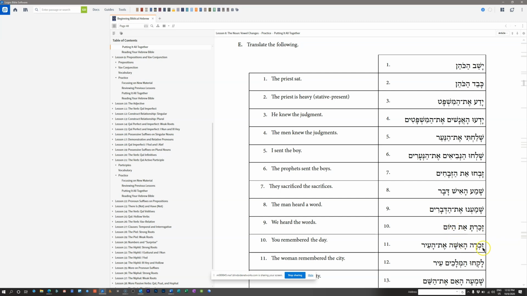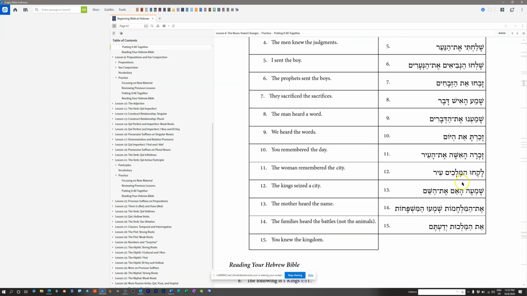Number 11, Zachra Ha'isha et Ha'ir. So we go from Zakarta, 2ms, to Zachra, 3fs, she remembered. In our subject spot, we have a definite noun, but it does not have the definite direct object marker, so it is the subject. This is Ha'isha, the woman. The woman remembered. Remembered what? Et Ha'ir, the city. The woman remembered the city.